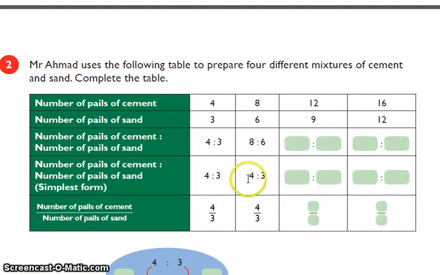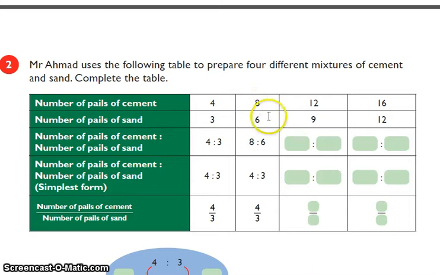Now we have Mr. Ahmad. Mr. Ahmad wanted to prepare mixtures of cement and sand. For every 4 pails of cement, he used 3 pails of sand. So the ratio that he used is 4 to 3. In terms of the number of pails of cement and the number of pails of sand, it is 4 to 3. And in terms of fraction, the fraction that he follows is 4 over 3.